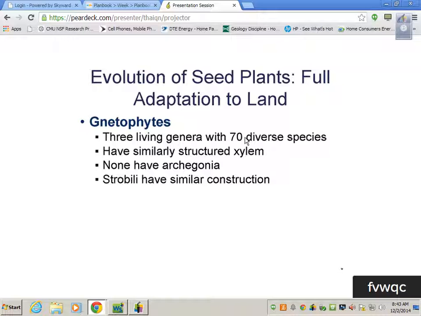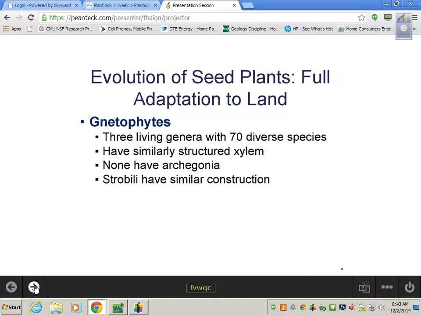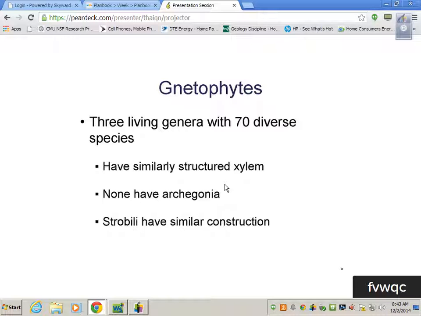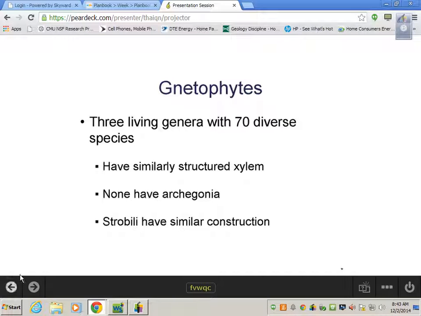And then there's the gnetophytes. There's 3 living genera with 70 diverse species. They have similarly structured xylem tissue. And none have archegonia, and the strobili have a similar structure in their design. Let me see if I don't have a picture in here of the archegonia of the gnetophytes. Shoot. I'll find one and bring it up. I just wrote that again, and I have that in there twice.